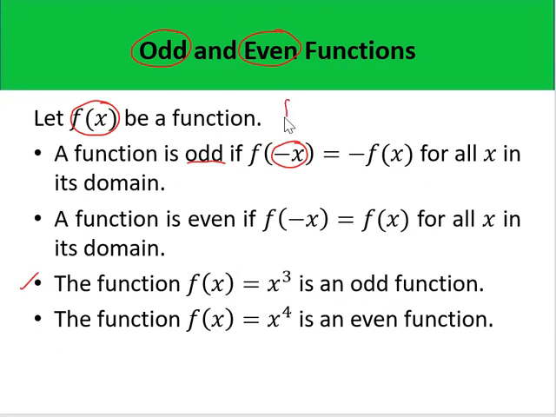If we evaluate this function using negative x, we have negative x, quantity raised to 3, and this is negative x times negative x times negative x, which is going to be negative x cubed. And we know that x cubed is our original function here, which means this is written as negative of f of x.